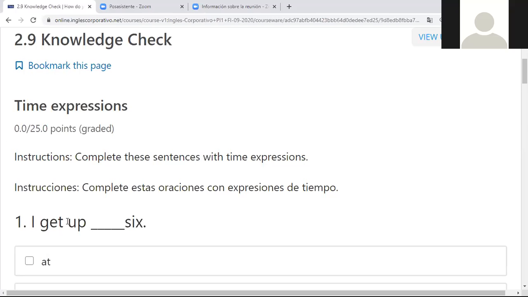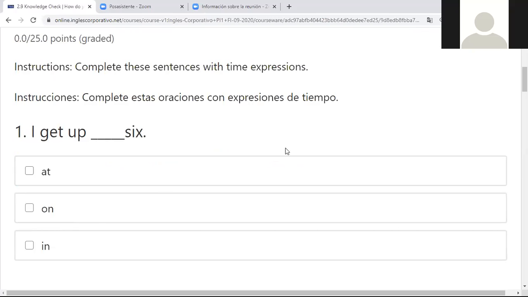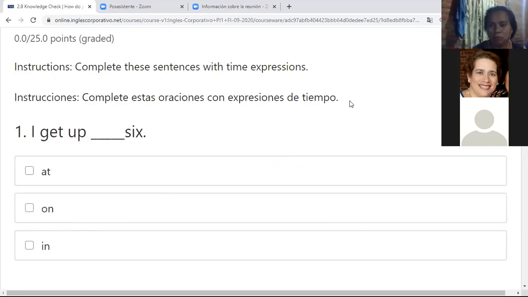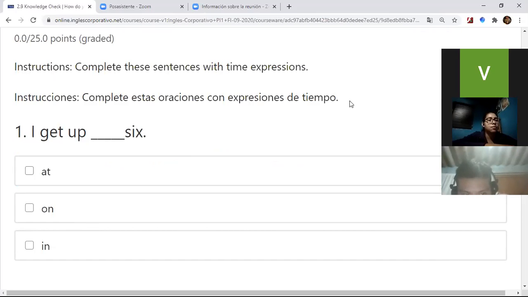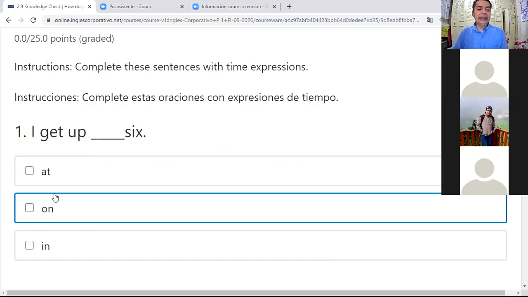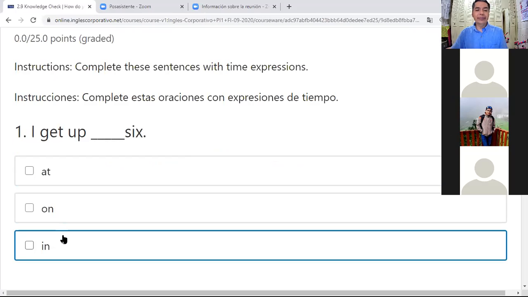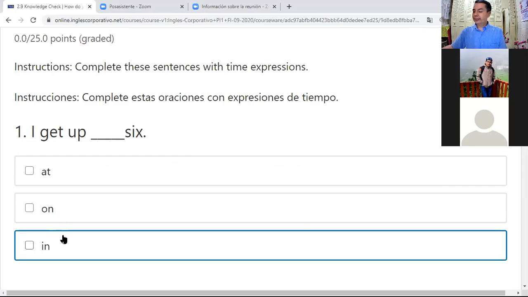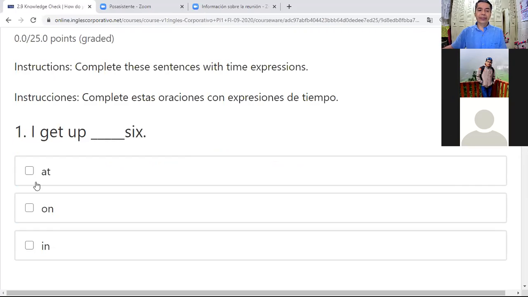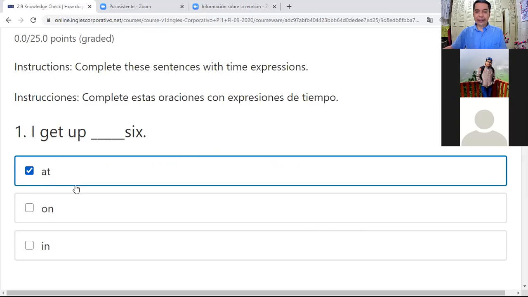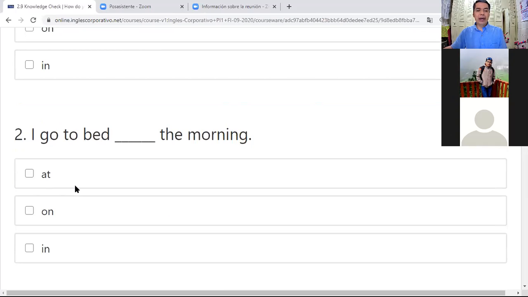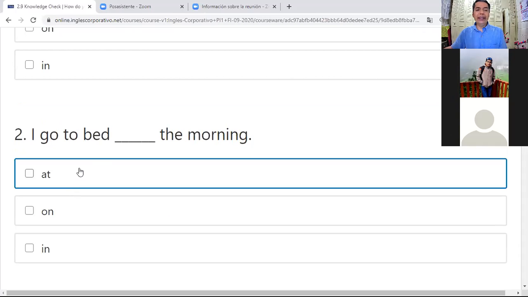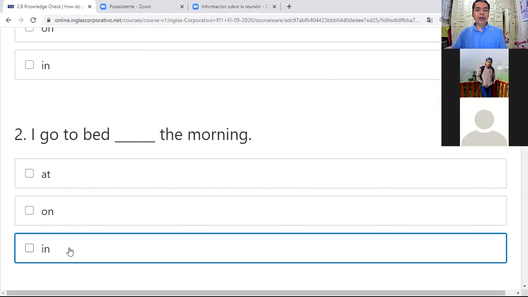Now, number one. I will start according to the order. Abby, at, on, or in? I get up at 6. At 6. Thank you very much. Marvin Castro, I go to bed at, on, or in the morning.